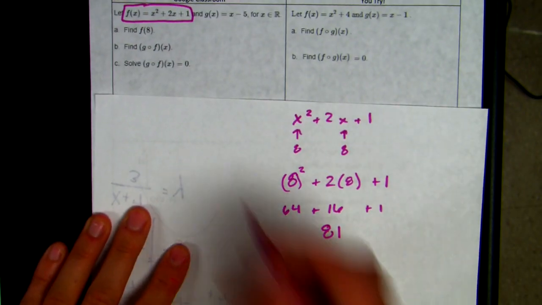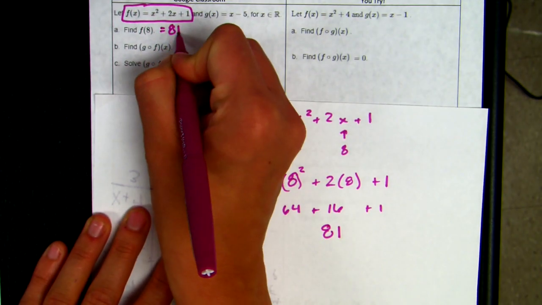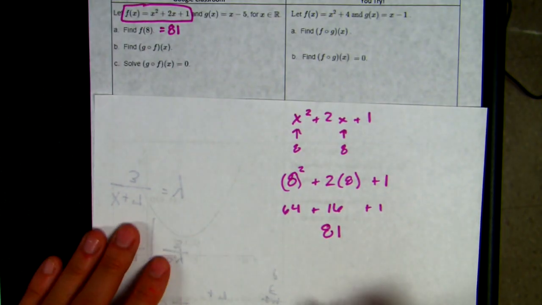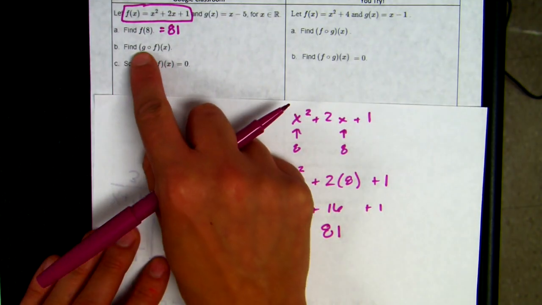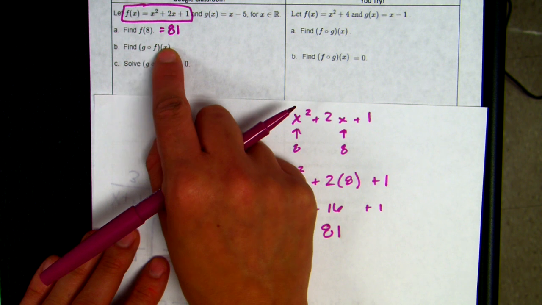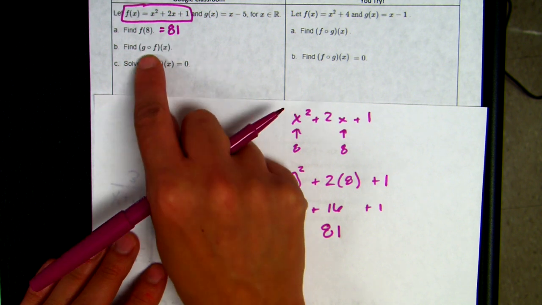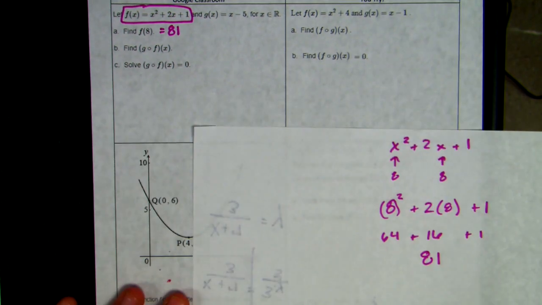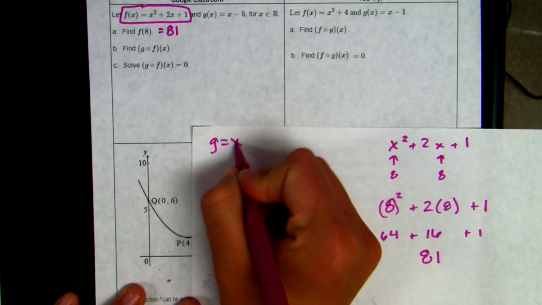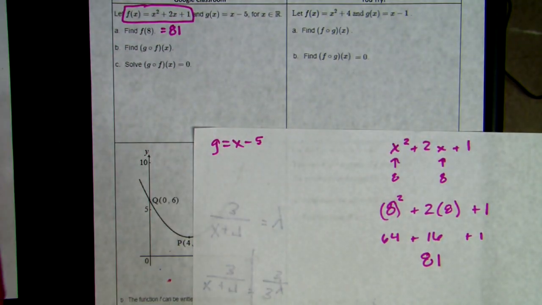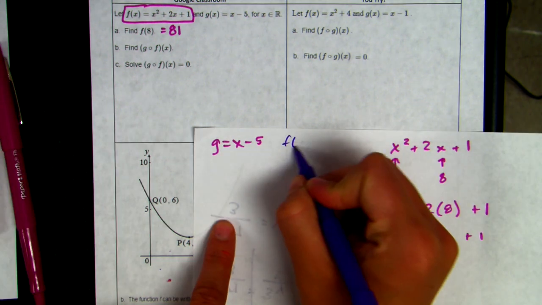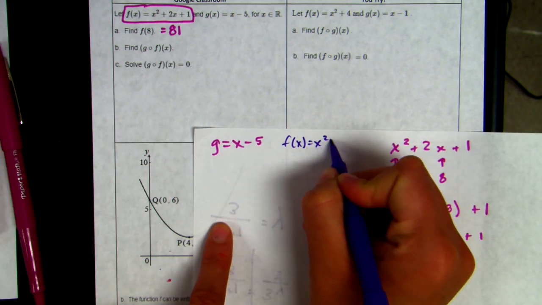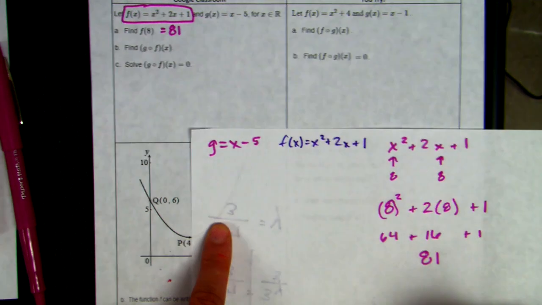F of 8 is equal to 81. Okay? Next, it says find g of f of x. Well, let's color code my functions again. G is going to be my outside function. So g is x minus 5. f of x is going to be my inside function, x squared plus 2x plus 1.